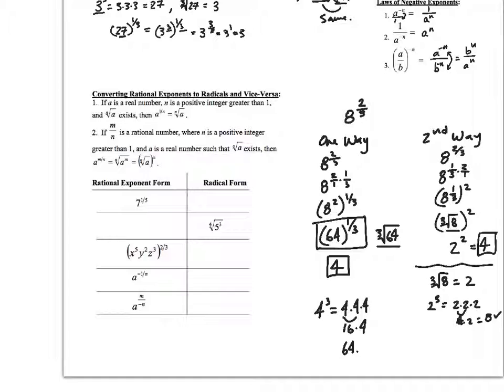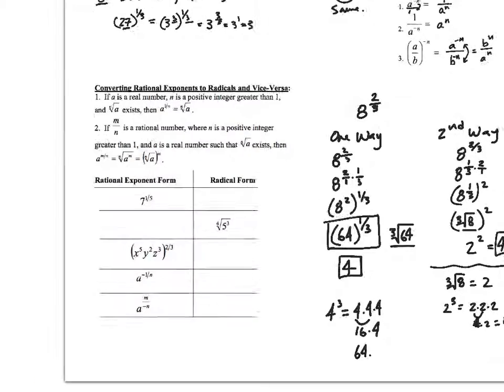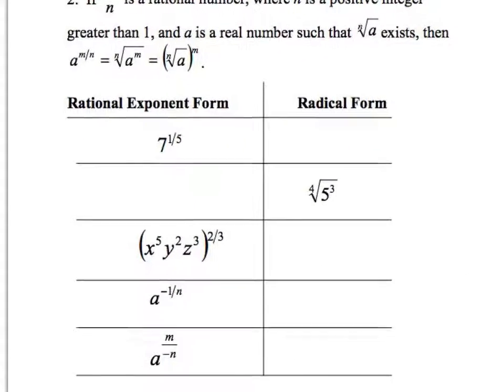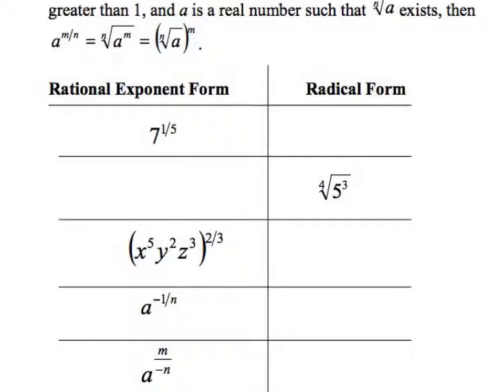All right, so now what I want to do is fill out this table here. We have exponential form, or rational exponent form, and then we have radical form. For rational exponent form, I have 7 to the 1/5. That's the same thing as doing the 5th root of 7, okay? So being able to just go from here to here is important, all right?